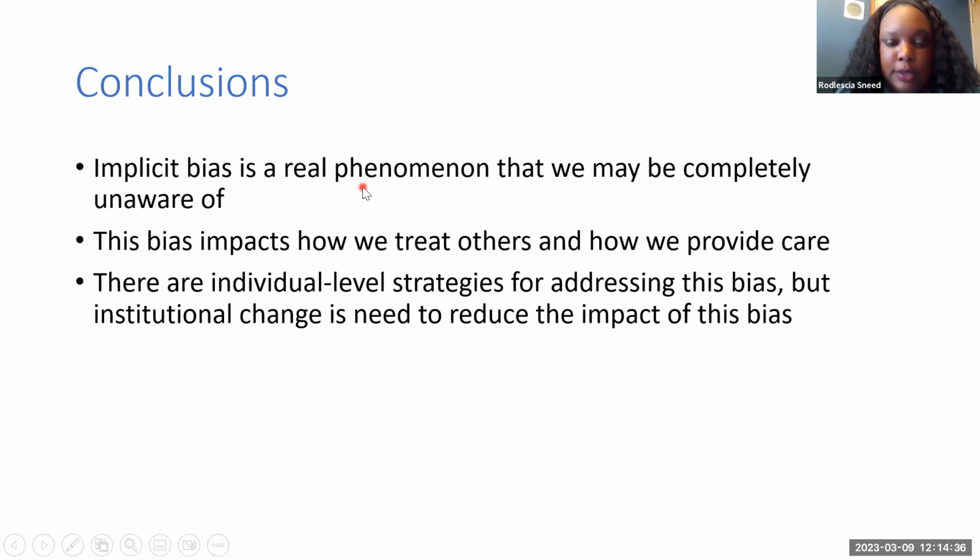And so in conclusion, I'll just leave you with a few talking points. First, implicit bias. I hope that you've learned by now that this is a very real phenomenon, but that is something that we're often completely unaware of, which is why it's so difficult to reduce it. But we know that this bias really does impact how we treat people and how we provide care.